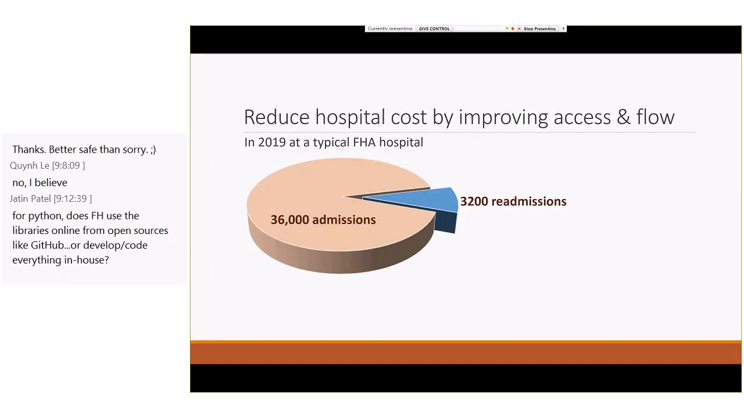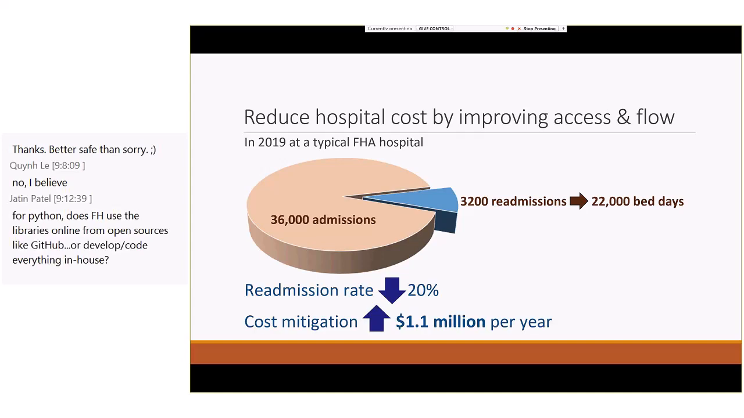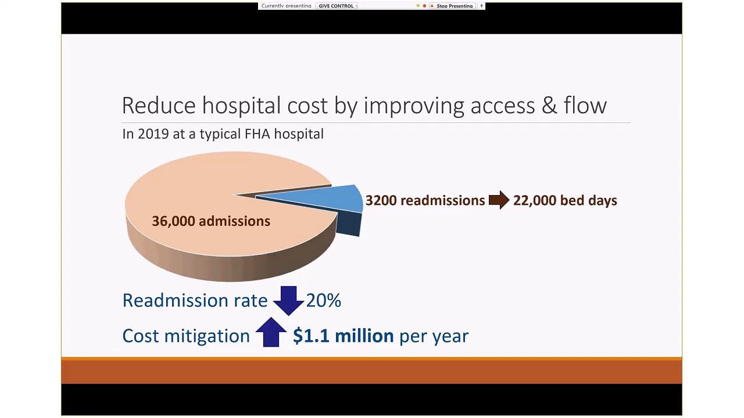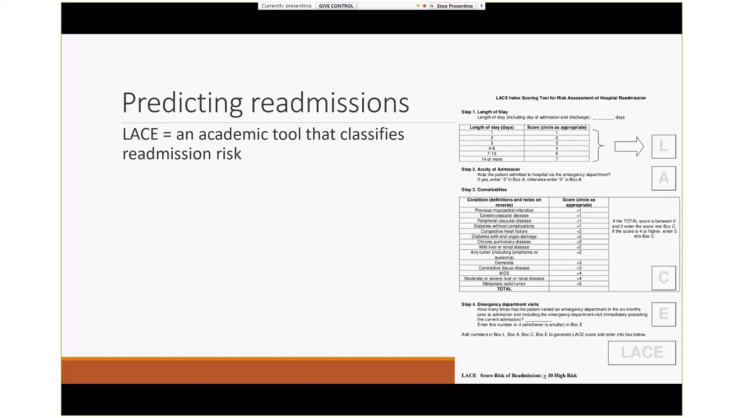In 2019, at a typical large Fraser Health hospital, we saw over 36,000 admissions, of which 3,200 were readmissions within 30 days. We calculate that these readmissions account for more than 22,000 bed days. Through some analysis, we found that if we were able to reduce the readmission rate by even just one-fifth, by just 20%, we can have a cost mitigation of more than $1.1 million per year just by reducing readmissions for that one site. So there is pretty low-hanging fruit here for us to go after. To reduce readmission, our strategy is to use an algorithmic approach to predict which patients are at risk of being readmitted. If we can identify them, we can flag them for early intervention.